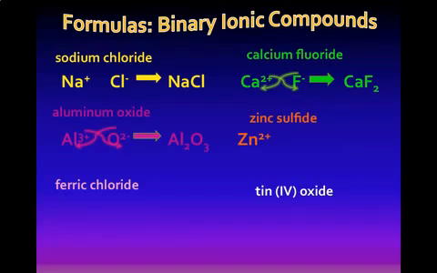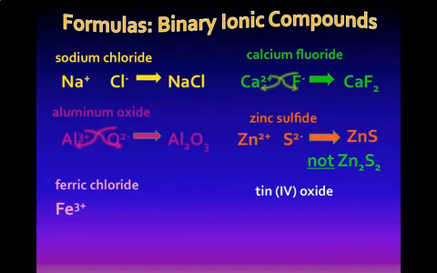Zinc sulfide, I have zinc's a 2+, and sulfur is a -2, okay? This time they already add up to 0, so I'm going to just make it zinc sulfide, 1 of each, ZnS. We're not going to have zinc 2, sulfur 2. We're not going to use the crossover trick for this because we want to have the lowest ratio possible.